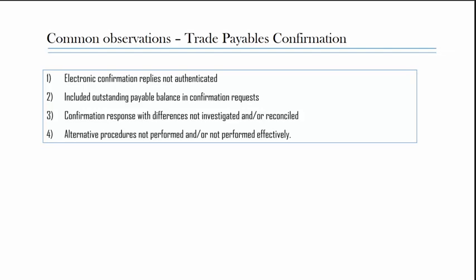One of the common mistakes also is that alternative procedures are not performed and/or are not performed effectively. So when you do not receive a trade payables confirmation reply, the auditors have not done any alternative procedures. What the auditors should do is try to look at the supplier statement reconciliation. If not, they can look at the supplier invoices and the delivery orders. If not, they can look at the payments that are made.